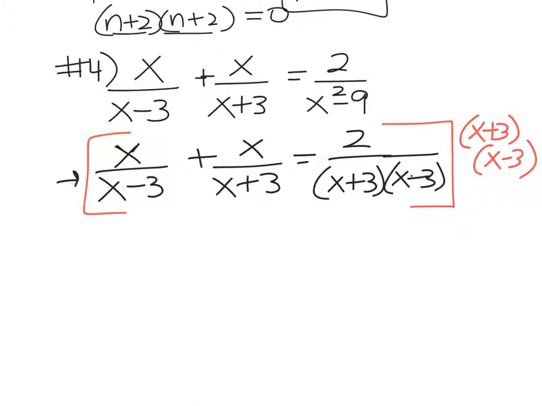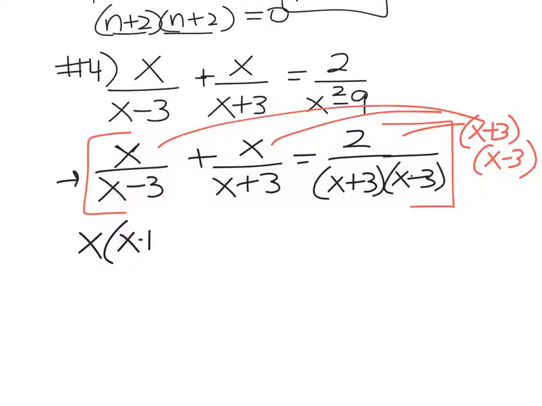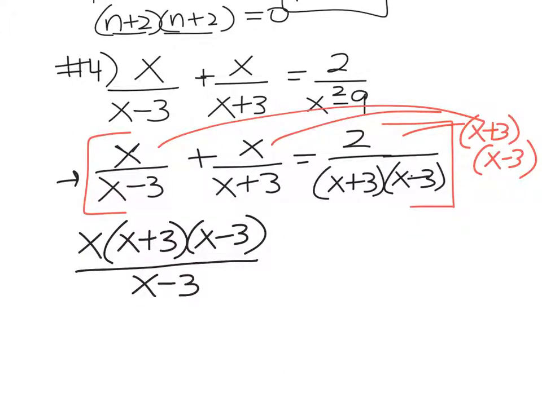So let's do it. We're going to take this, and we're going to multiply all of our numerators by that. Okay, so I've got an x, and now I've got an x plus 3 and an x minus 3 with it. And this is all over x minus 3. So that's our first expression, a rational expression. And you write it like that. The next one, same thing.